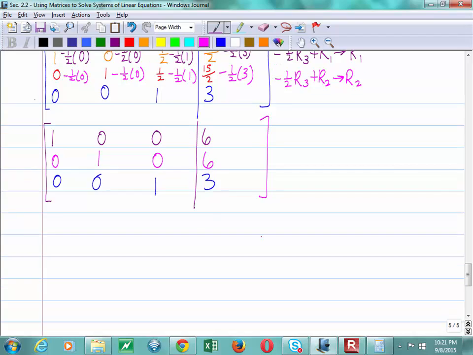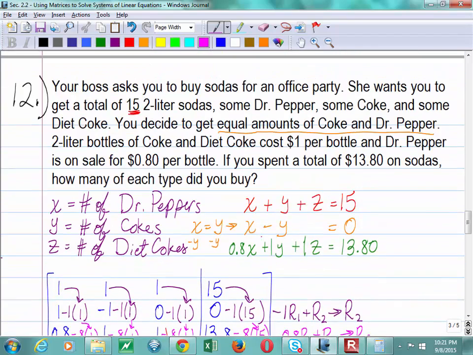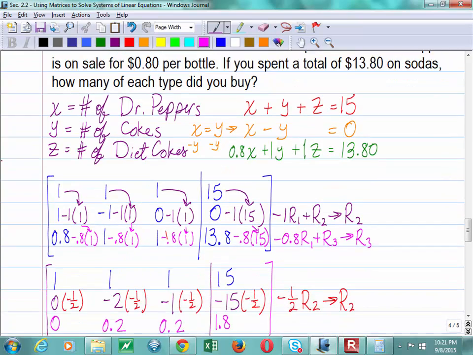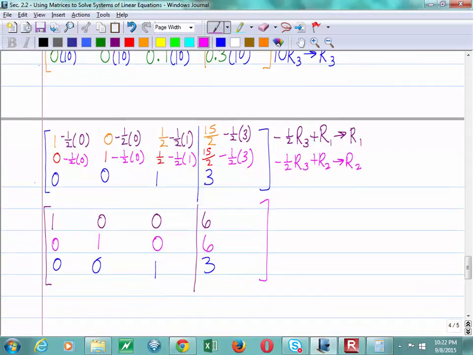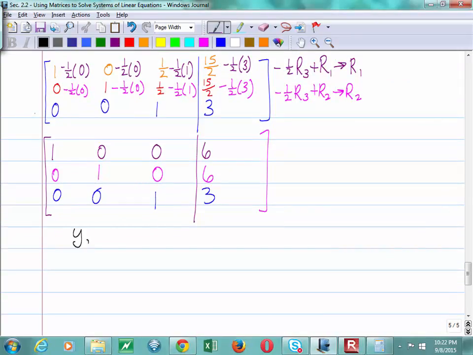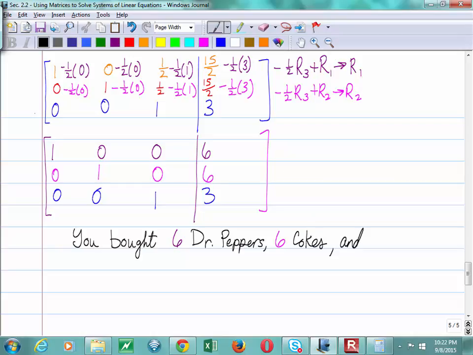So if we go back and look at where we defined our variables, X was Dr. Pepper, Y was Coke, Z was Diet Coke. Alright, so let's go ahead and write our answer as a complete sentence. So, you bought 6 Dr. Peppers, 6 Cokes, and 3 Diet Cokes.